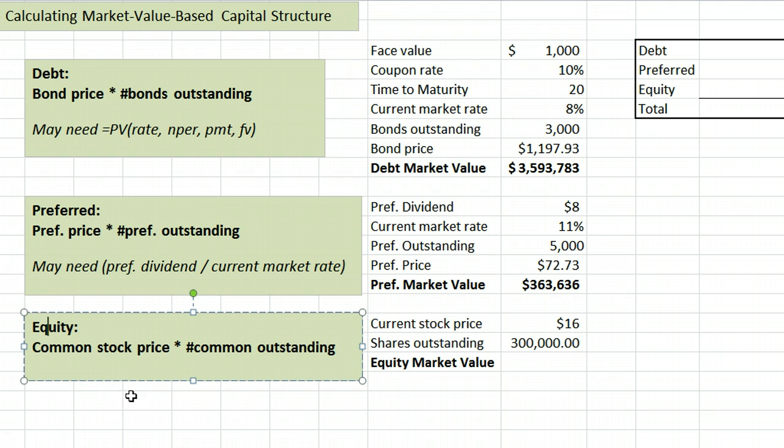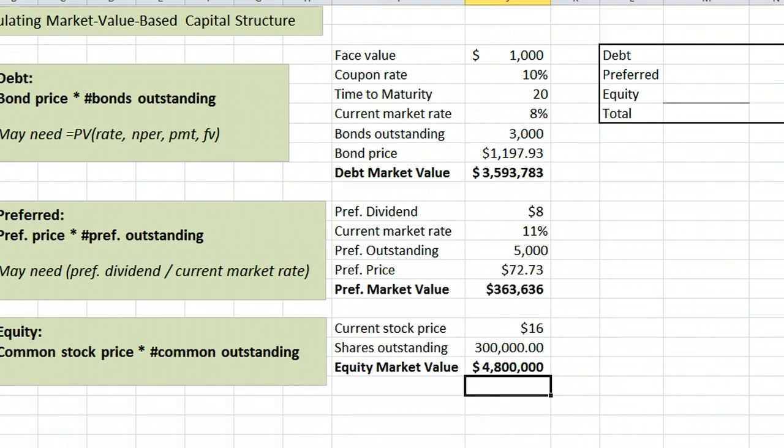Finally, with equity, hopefully you're just going to be given the current market price of the stock. Otherwise, you're going to have to determine it using some other method, such as CAPM or the growth dividend model. We're going to assume that we're given the current stock price, $16, and the number of shares outstanding, 300,000. So the market value of the equity is going to be equal to the share price times the number of shares outstanding, 4.8 million.